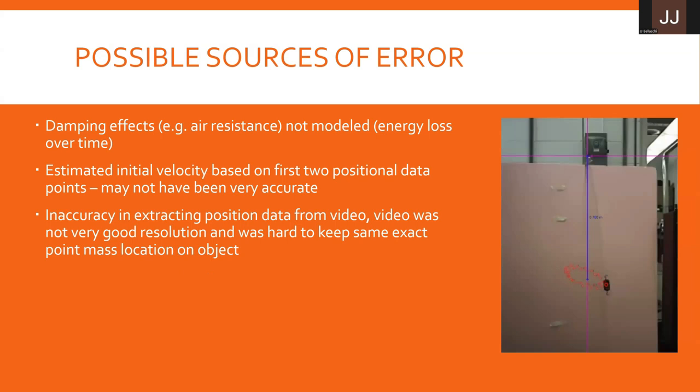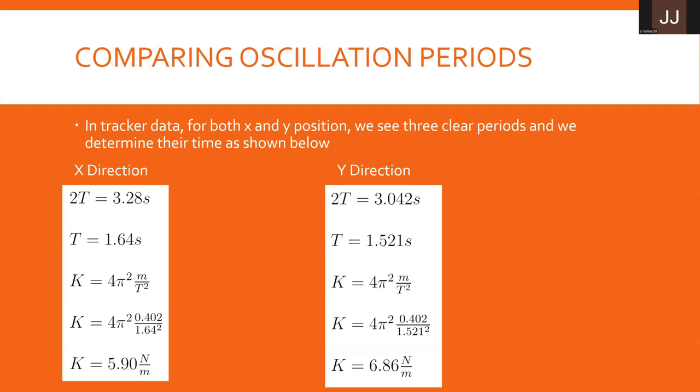By analyzing the data, we determined three clear periods for both the X and Y directions. These periods showed slight differences between the experimental and computational data, which could be attributed to the sources of error mentioned earlier. The discrepancy between the observed and modeled X position especially backs up this explanation, as the periods for X position are likely underestimated here based on the tracker data.